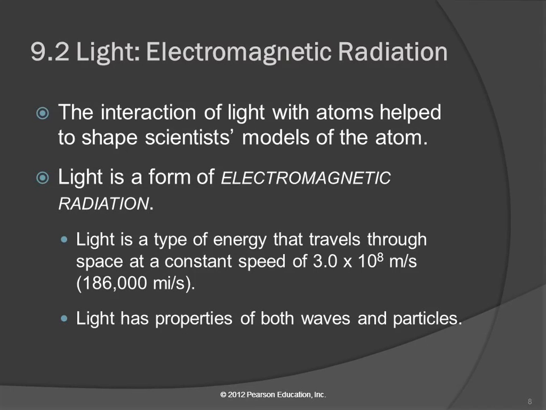To understand this, we first have to talk about light. So we're going to make this little detour through physics. Light and how it interacts with atoms helped scientists to understand what the atom was. Light is a form of electromagnetic radiation. We pretty much just take light for granted, don't we? We don't really think about it, and yet we all have a lot of experience with light.